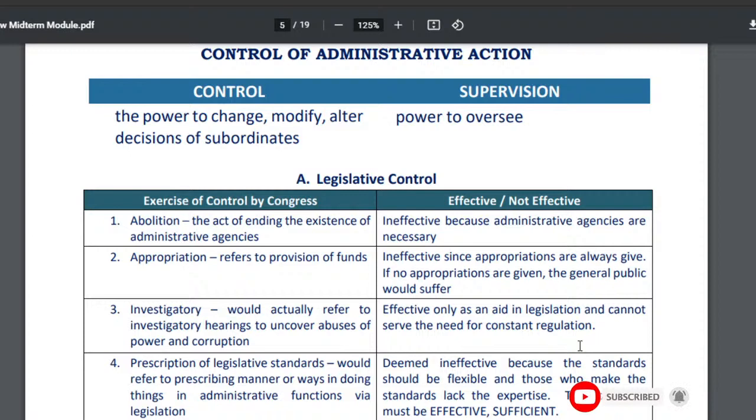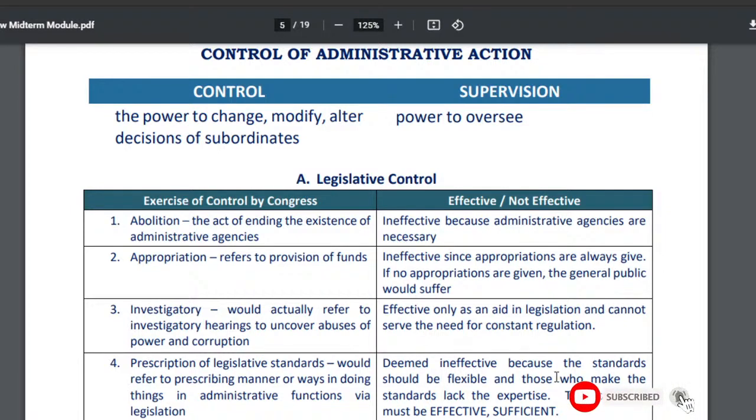So if you are aggrieved of the adverse decision of the regional director, you can still appeal your case to the secretary of that particular agency. You can appeal here because the secretary has control over the regional director. Okay? So the secretary has the power to change, modify, alter the decision of his or her subordinates.